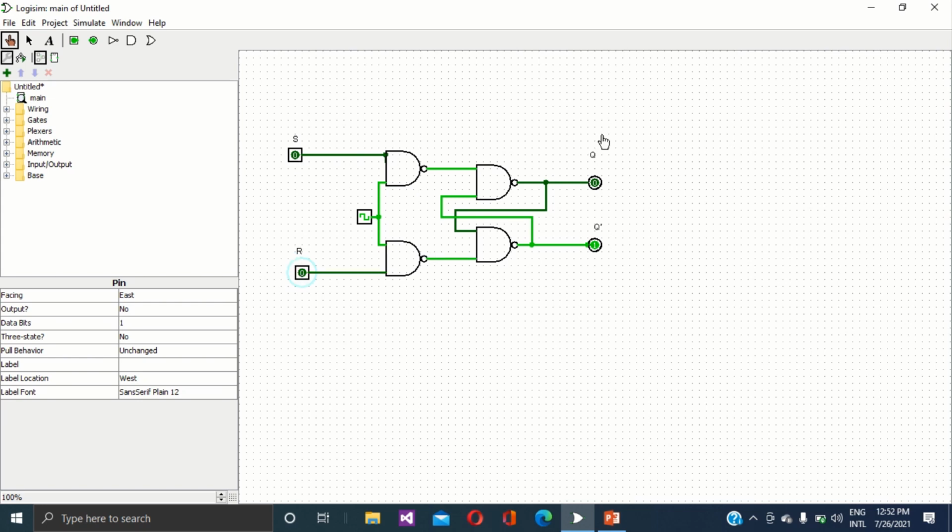Here the Q and Q bar do not change, because when S equals 0, R equals 0, Q and Q bar keep the previous state. That means the previous value. Now I am going to change S equals 1, R equals 1. Here Q and Q bar both are 1. But Q bar is the inversion of Q. So in this state we call it an invalid or undefined state.